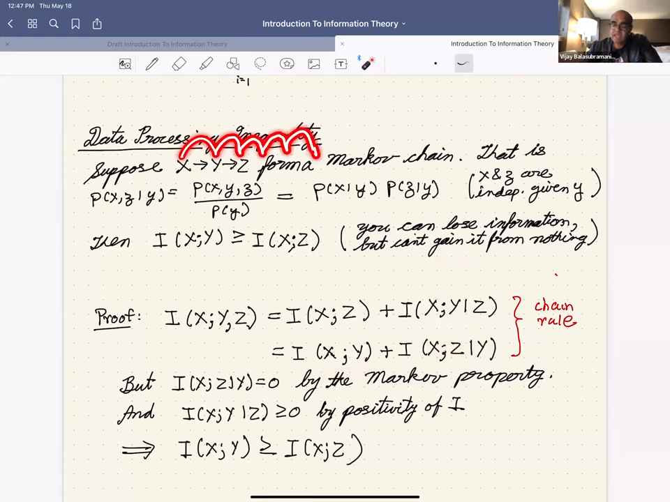Okay, any questions? Actually, let me say one more thing and then take questions. So all of this has one extremely important application. That's called the channel coding theorem.